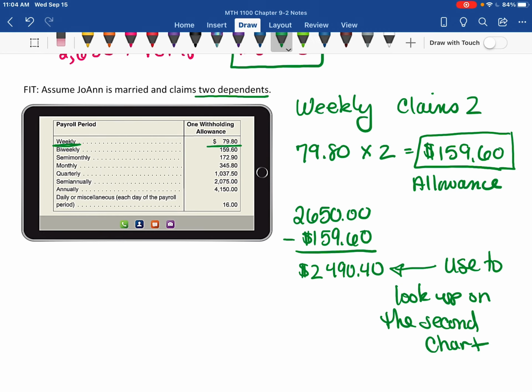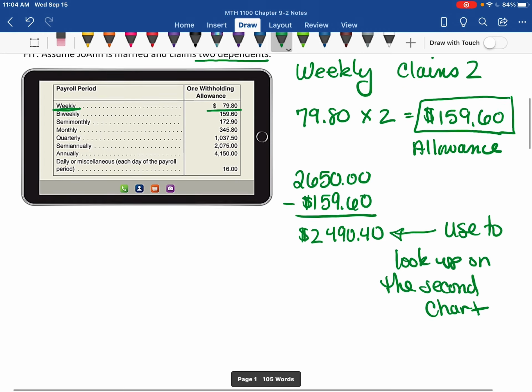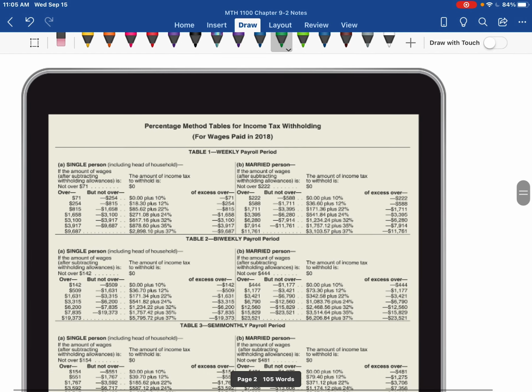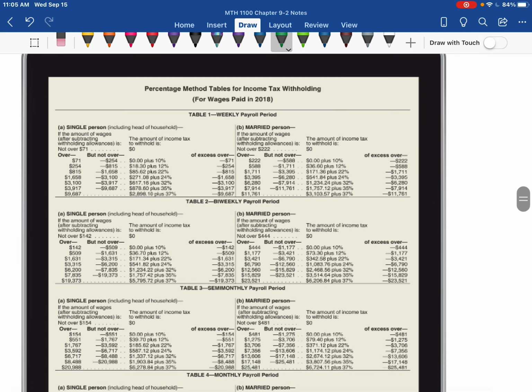Which is down below. So I'm going to look down here. Now you can see that there are rows. The first row says Table 1 and it's weekly. Then the next row, that's where it says right here. Then the next row says Table 2, bi-weekly.